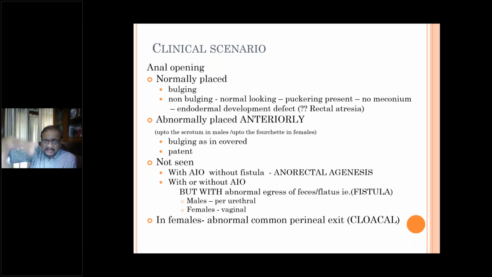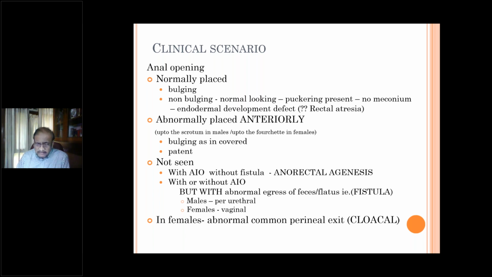Probably something inside, the endodermal development. And that basically means what? A rectal atresia. The endoderm is not developed properly. Abnormally placed: you find an opening, but it's not there in the normal place. It is basically an abnormal place. Abnormal means what? Up to the scrotum or penile in the male, or up to the fourchette in the female.